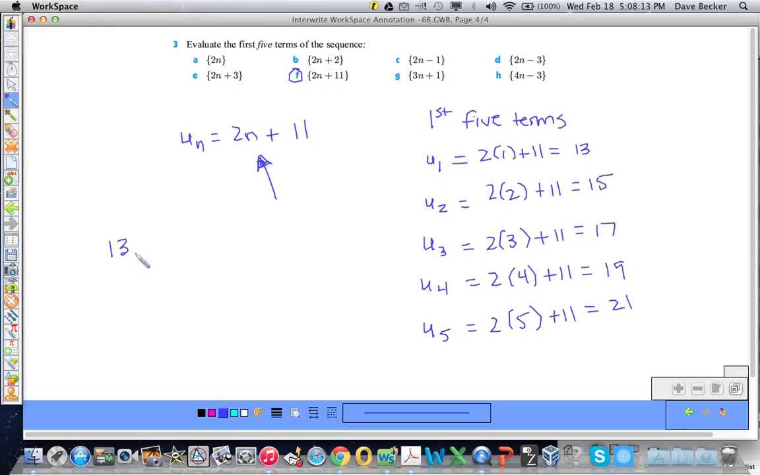I could also list it like this. This is good enough, but I just want you to get used to seeing a sequence like this: 13, 15, 17, 19, 21, and then the dot, dot, dot means that, okay, this pattern is going to continue, assuming the same pattern continues. First term, u sub 1, u sub 2, second term, u sub 3, third term, u sub 4, fourth term, u sub 5, fifth term. Okay? So, that's all there is.